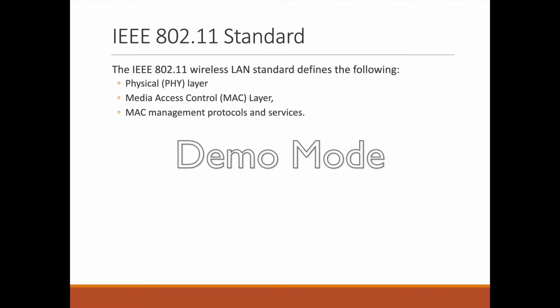So starting off with the 802.11 wireless LAN standard, it defines the following: the physical layer, the MAC layer, the media access control layer, and the MAC management protocols and services. So those are the first three components.